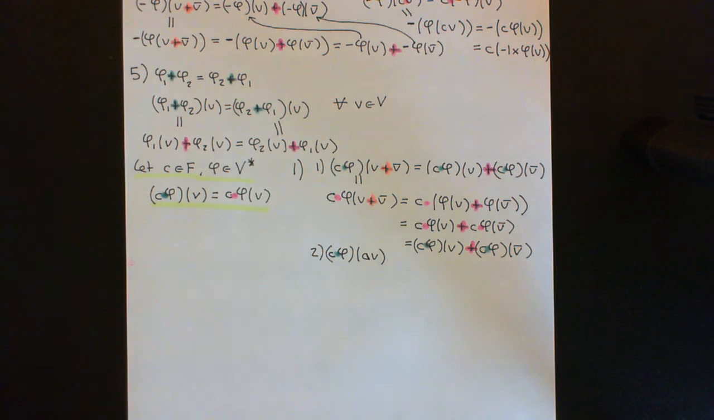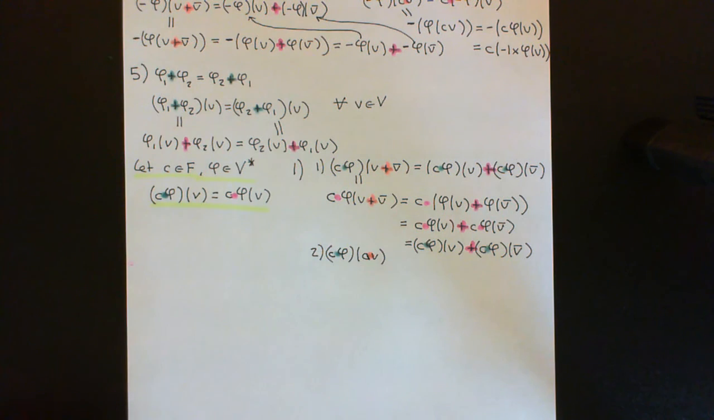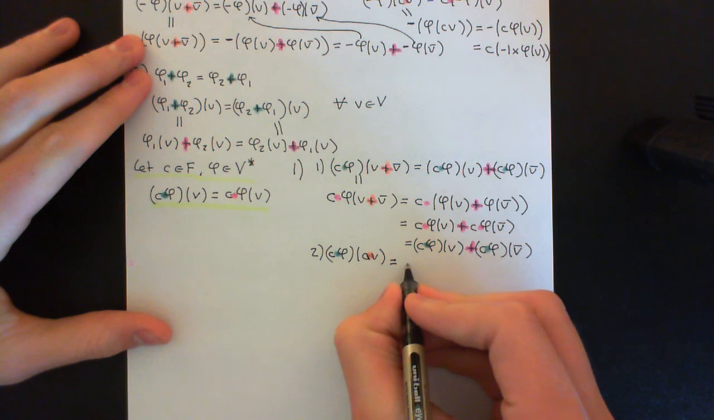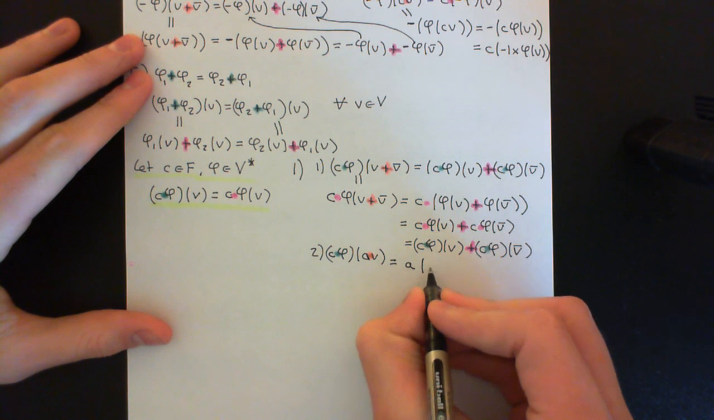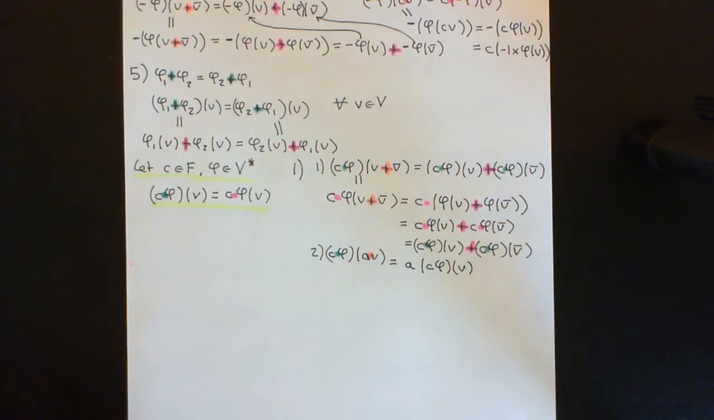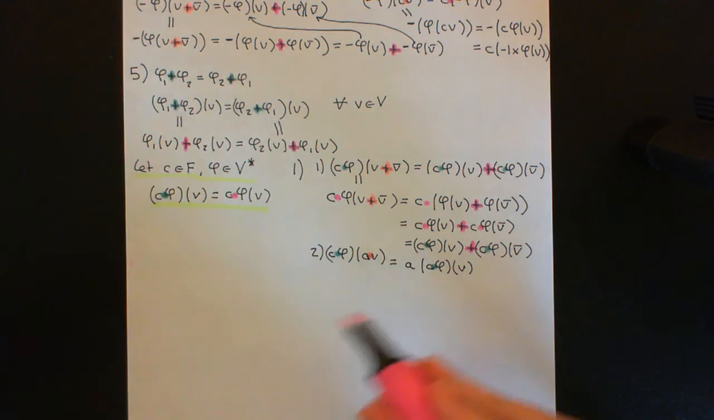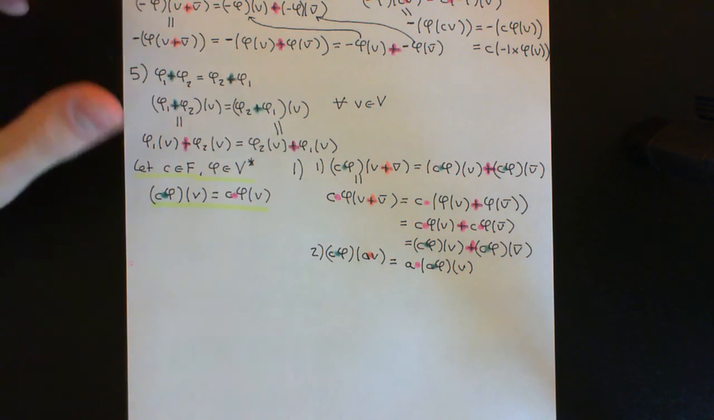So that's multiplication in the dual vector space. This is going to be scalar multiplication in the original vector space, so I'll put red there. Okay, and we want to show that this is going to be the same thing as a times, in the field, c times phi of v, like so. Okay, so this is going to be multiplication in the dual space, and this is going to be multiplication in the field here. Okay, right, so that's what we need to show. That's the second criterion of linearity.